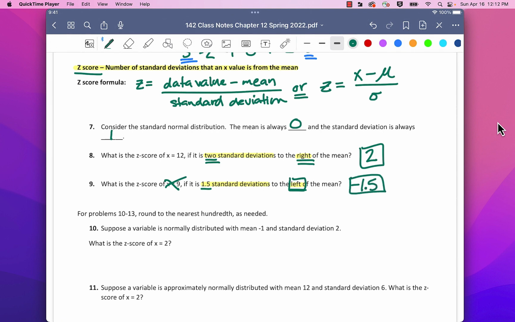And z-scores can be decimal values. You're going to see that as we move through the examples. It's not just -3, -2, -1, 1, 2, 3. It can be anything in between those.